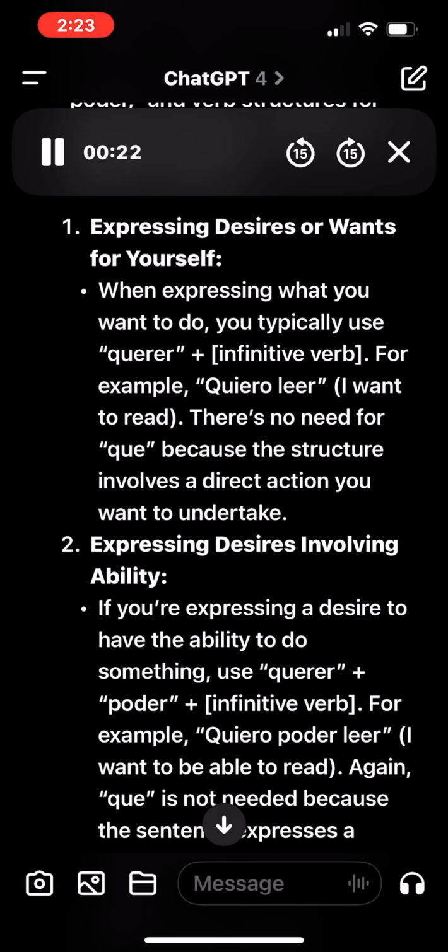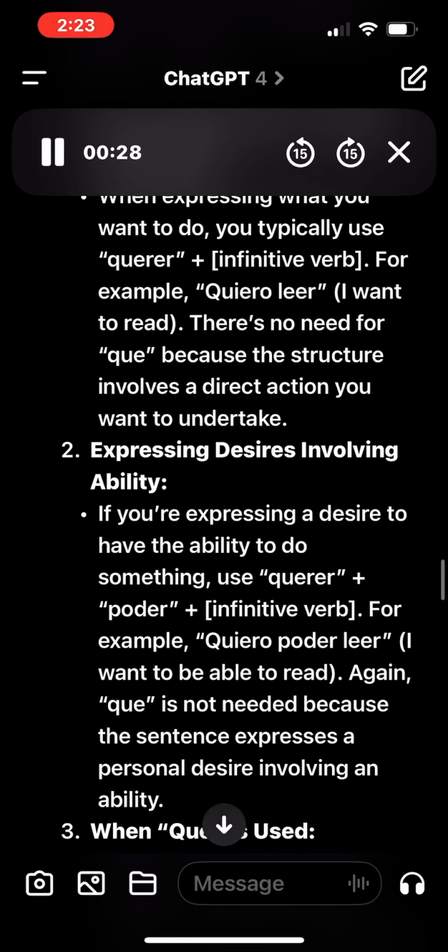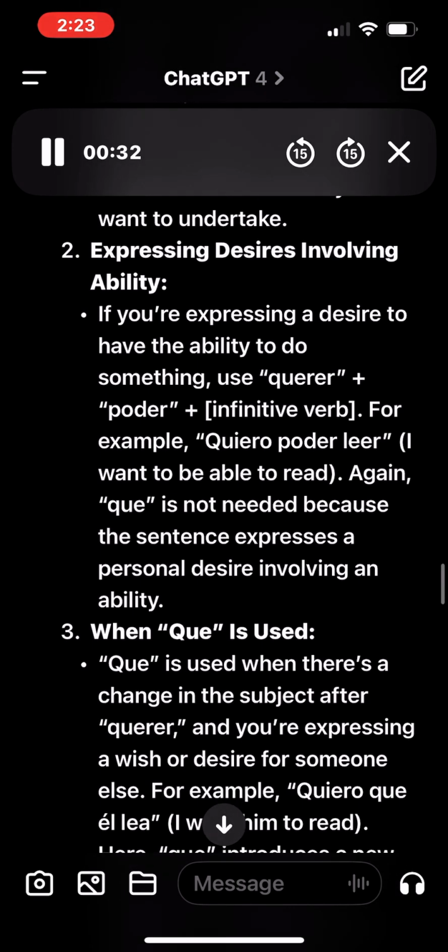For example, quiero leer, I want to read. There's no need for que because the structure involves a direct action you want to undertake. 2. Expressing desires involving ability. If you're expressing a desire to have the ability to do something, use querer, poder, infinitive verb. For example, quiero poder leer, I want to be able to read.